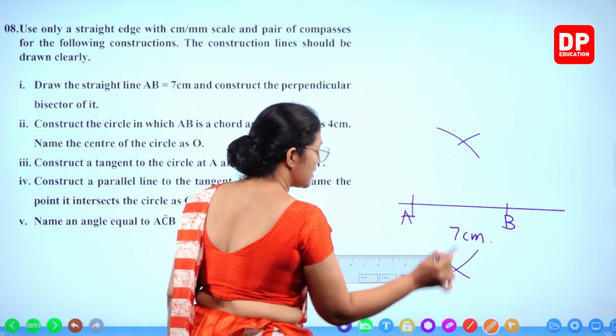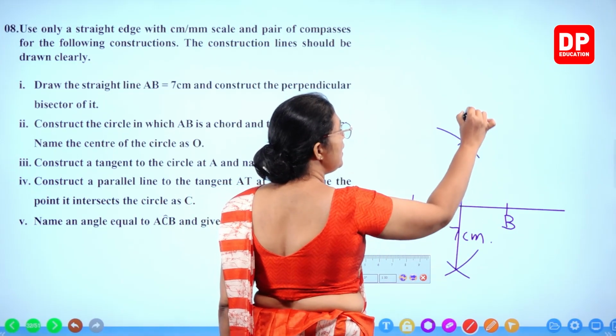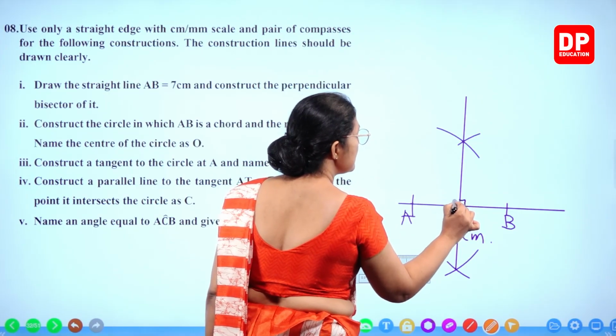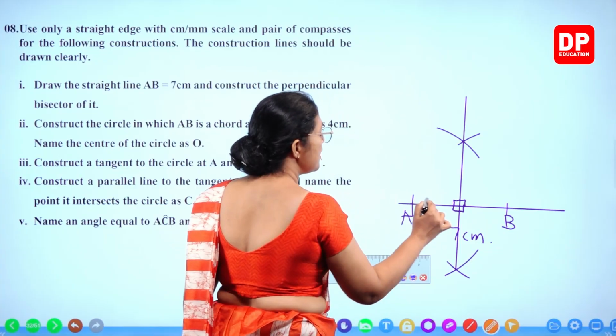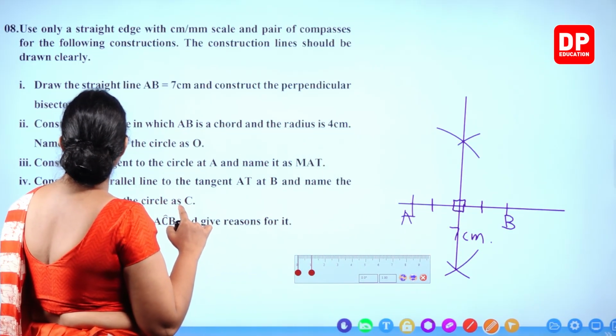And then you connect the two intersecting points. So that's the perpendicular bisector. Perpendicular bisector means 90 degrees and these two lengths are equal. Then what's the next part?